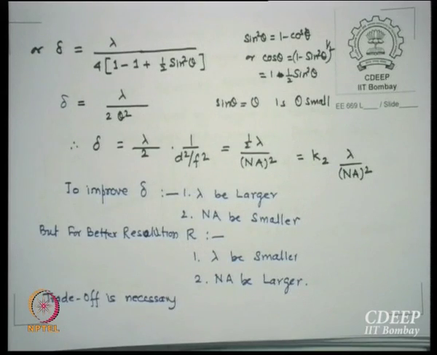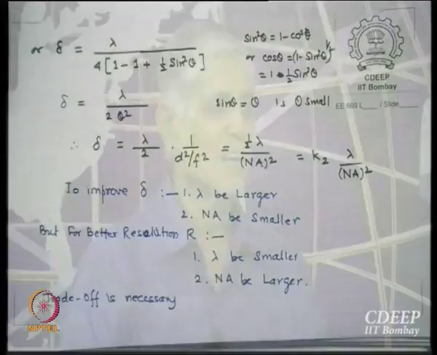What was the condition for resolution? Lambda be smaller and NA be larger, and now we are asking just the opposite. Okay. So which means some trade-off is essential. Either you will get greater resolution or greater depth of focus. Okay. Both cannot be simultaneously achieved.